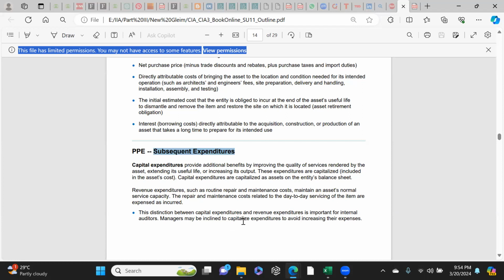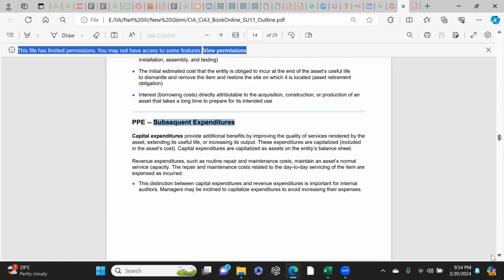The distinction between capital expenditure and revenue expenditure is important for internal auditors, because managers may be inclined to capitalize expenses to avoid showing them. Managers will have the tendency to capitalize revenue expenditure also, so that it will be depreciated over a period of time and the profit is increased. So you have to be careful about what they do with these operational expenses. They should not capitalize them at any point.